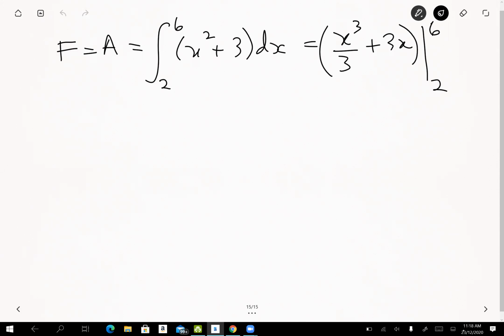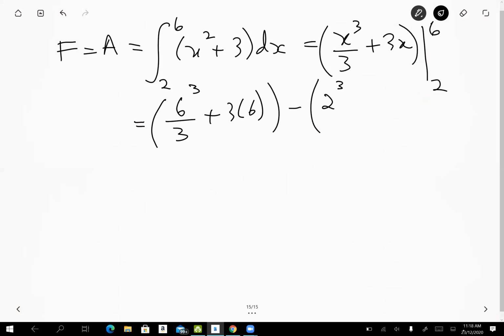So that is equal to what? That is equal to, we evaluate the value of the function at 6. So 6 to the power of 3 divided by 3 plus 3 times 6. So you got one value. And then take away 2 to the power of 3 over 3 plus 3 times 2. So now you get, I don't think you can simplify anything. So just do it. Evaluate that thing.